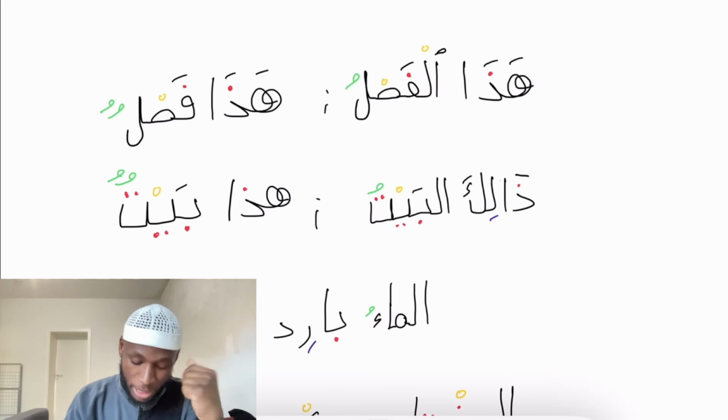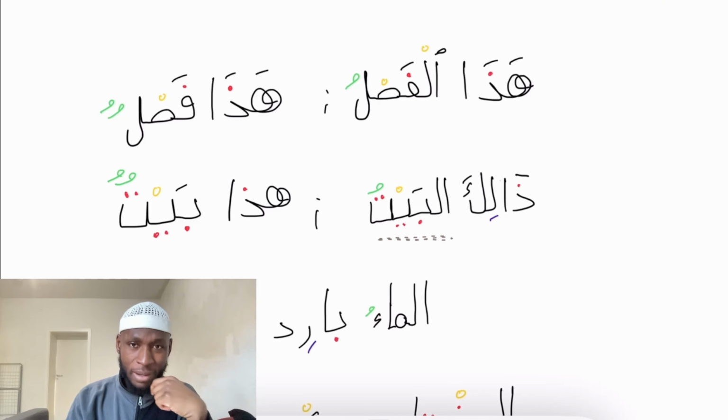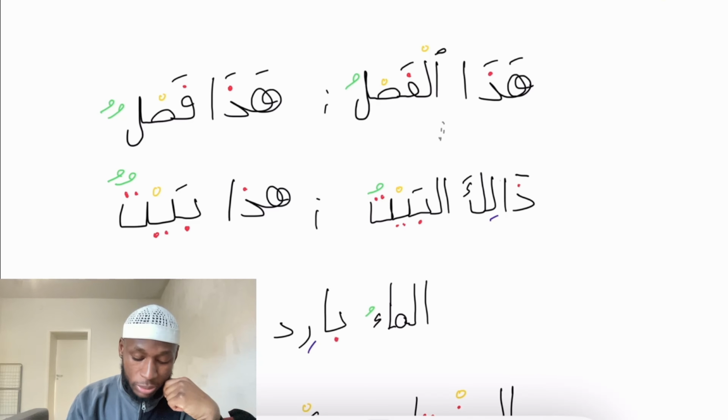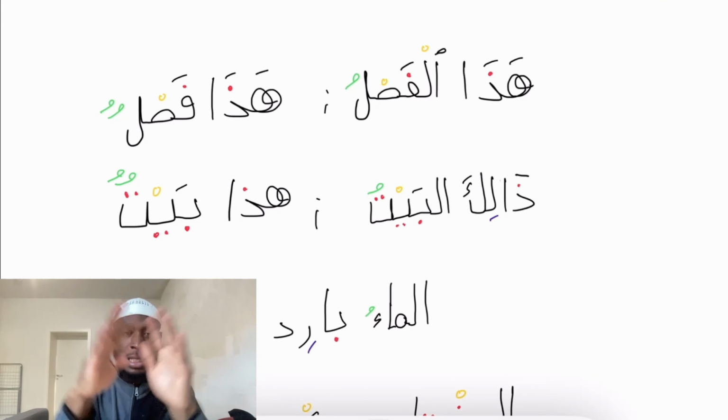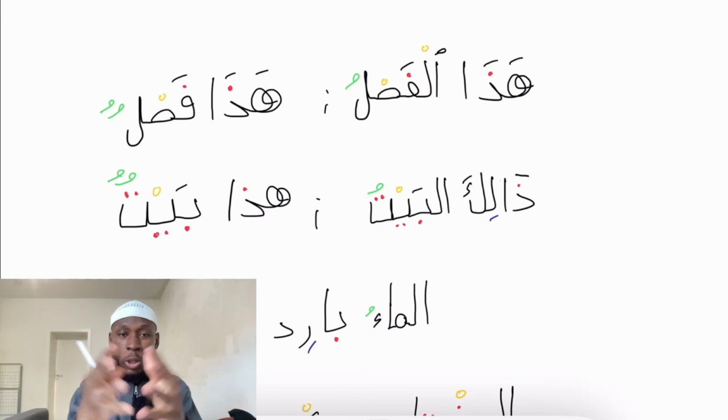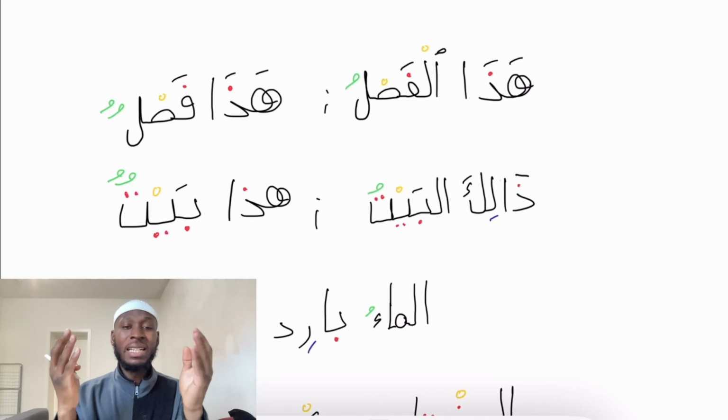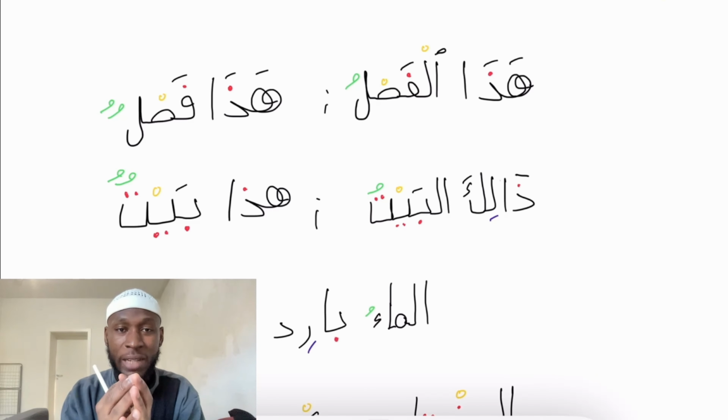Now, then we have al-bayt. So what is this sentence? This sentence is similar to this one. It's not a complete sentence. For it to be complete, what do we need? We need a khabar. Do we have a khabar here? No, we don't have a khabar.